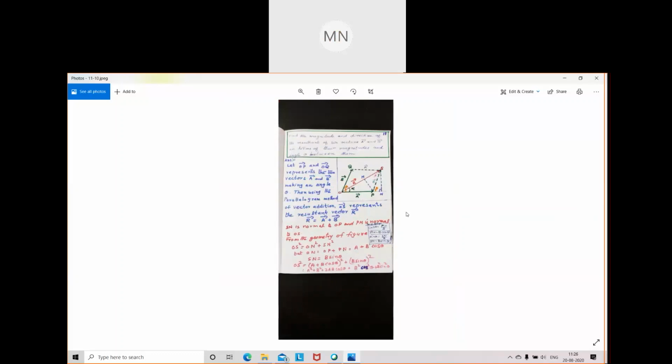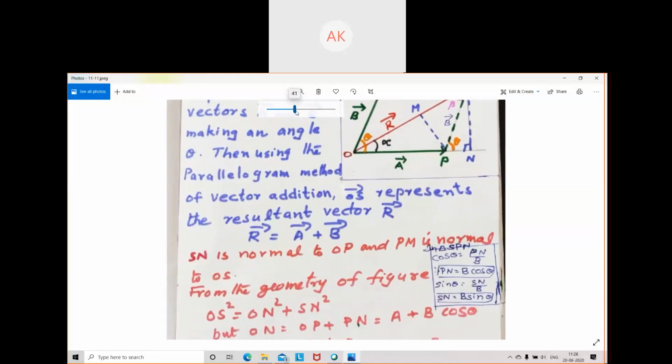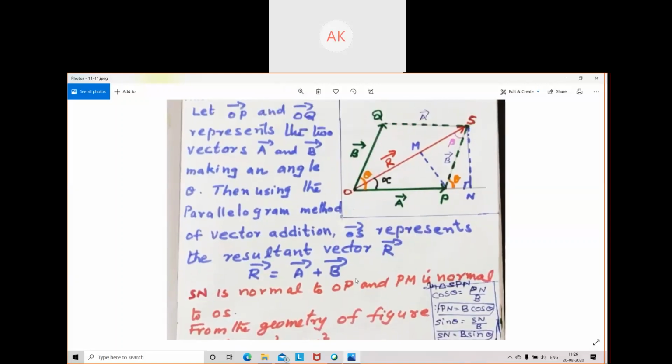Okay, next is a derivation. Using the parallelogram law of vector addition, how will you find the resultant? So far we have studied only the diagram drawing. Now we have to study how to find the resultant using the parallelogram law. It is a very important question.